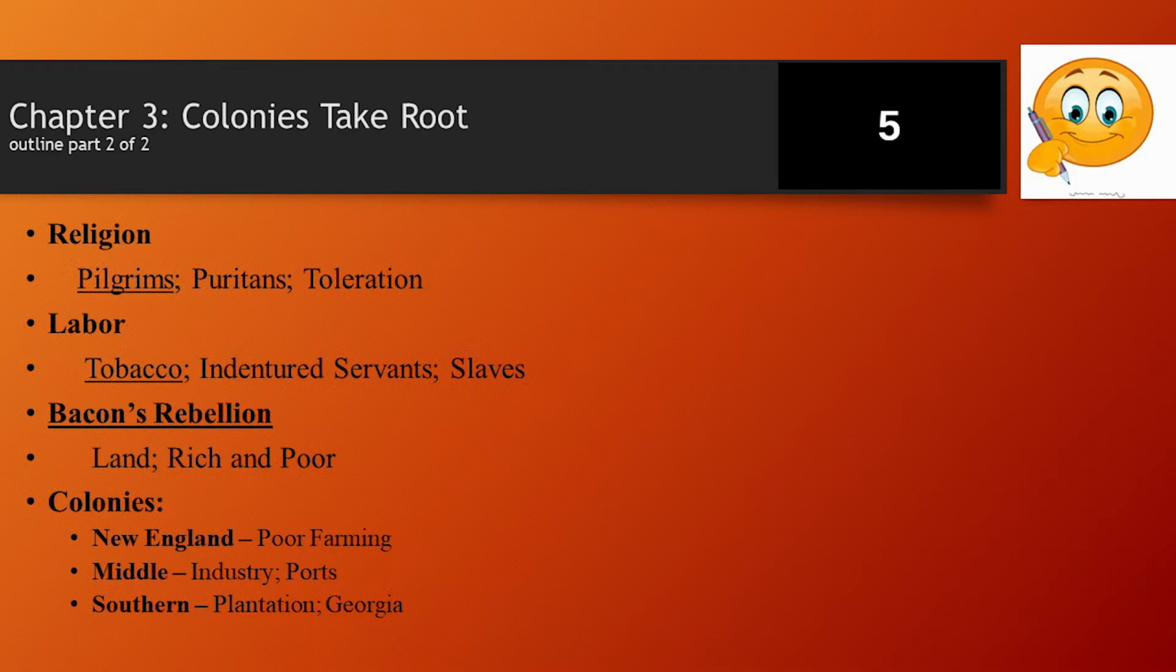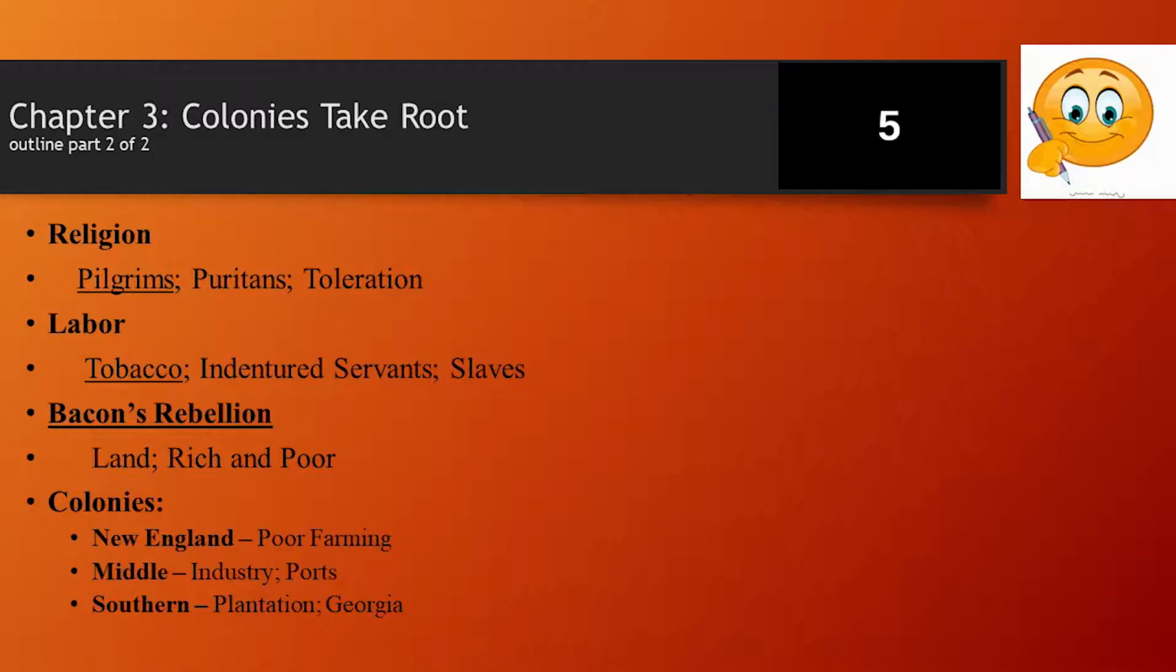Okay? We'll talk about Bacon's Rebellion. Big deal, little deal, no deal? Huge deal. Let's get into it. What else here? You need to know different kinds of charters, and you really need to know the 3 geographic regions of the colonies, okay? So we'll talk about that as well.